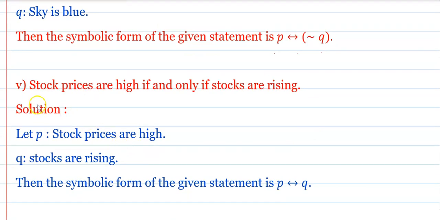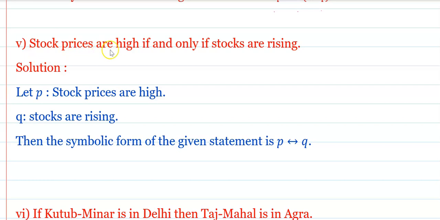Okay. Next, stock prices are high if and only if stocks are rising. Now the first P, the stock prices are high. Q, stocks are rising. Okay. Again here the double implication, the symbolic form of the given statement is P, double implication Q. Here there is no not or anything, so as it is. Okay.